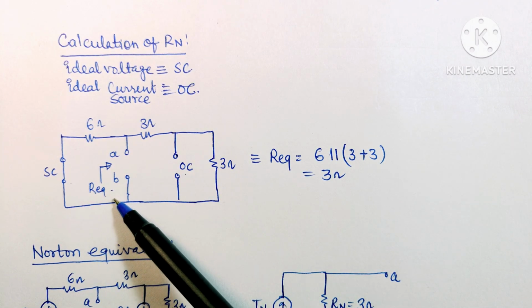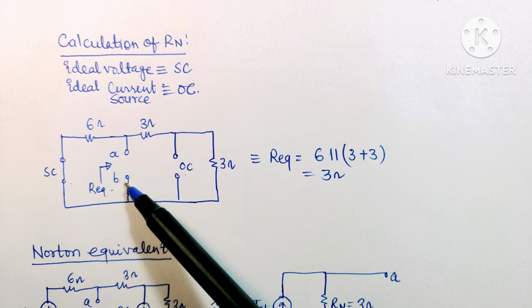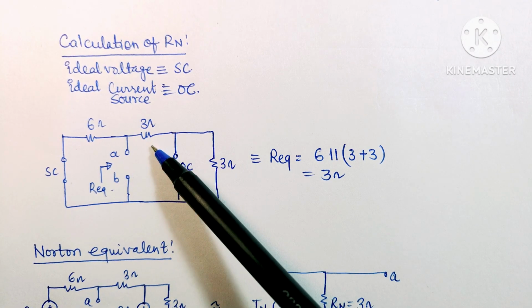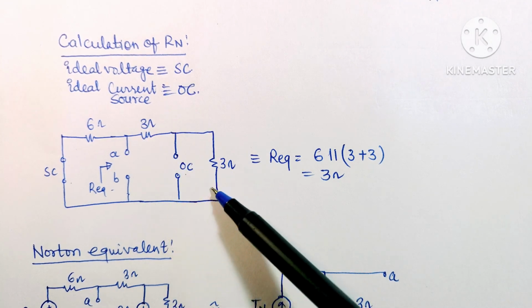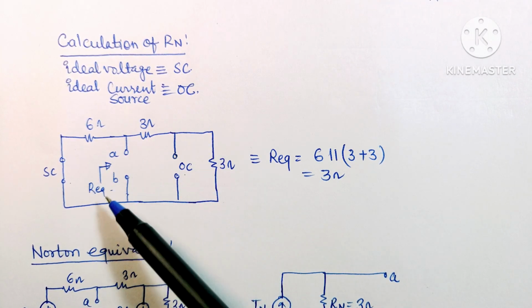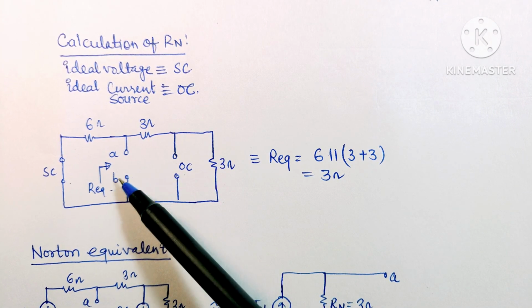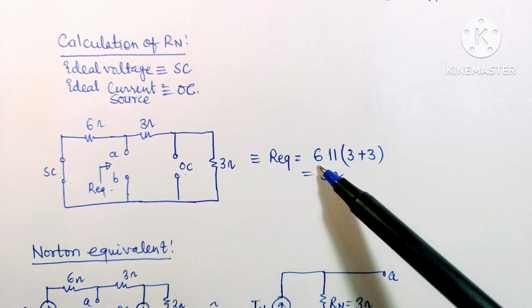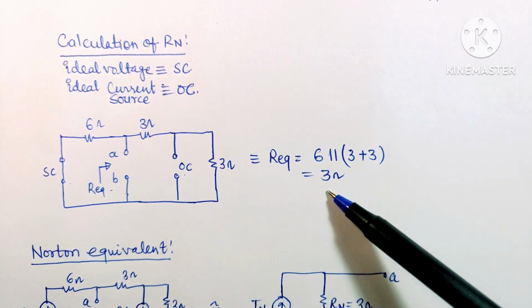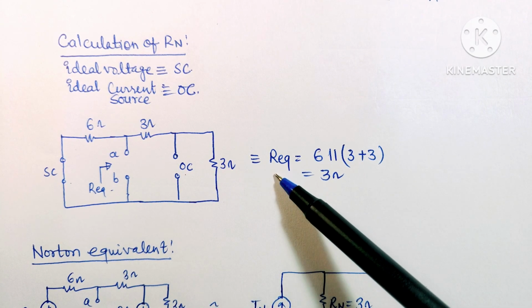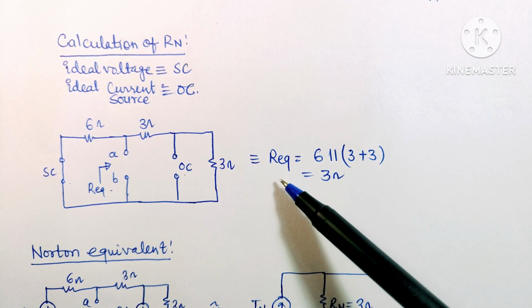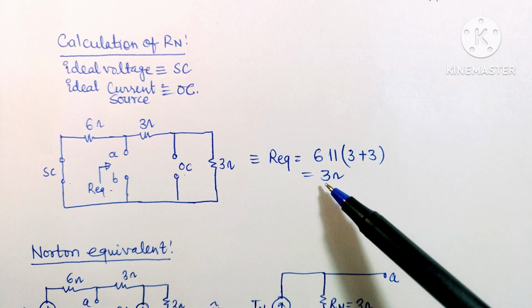Now if we find our equivalent across terminals A and B, we can see that these 3 ohm and 3 ohm resistances are in series, and the equivalent of these resistances will be parallel to the 6 ohm resistance. So our equivalent will be 6 ohm parallel (3 ohm plus 3 ohm), which will be equal to 3 ohm. So we have found R equivalent. This R equivalent value will be equal to the Norton resistance Rn.